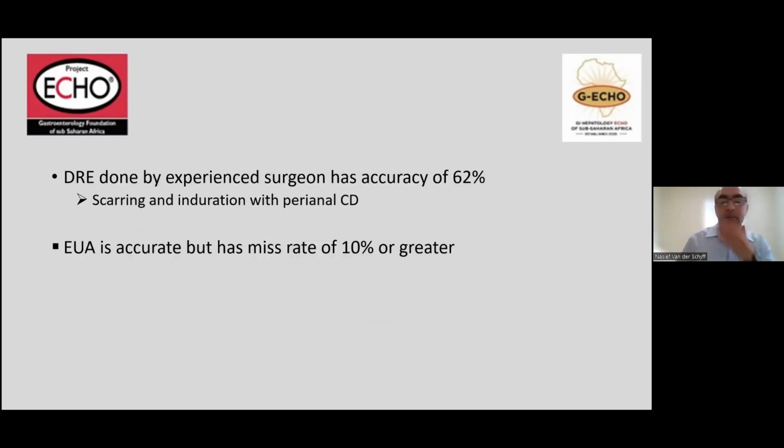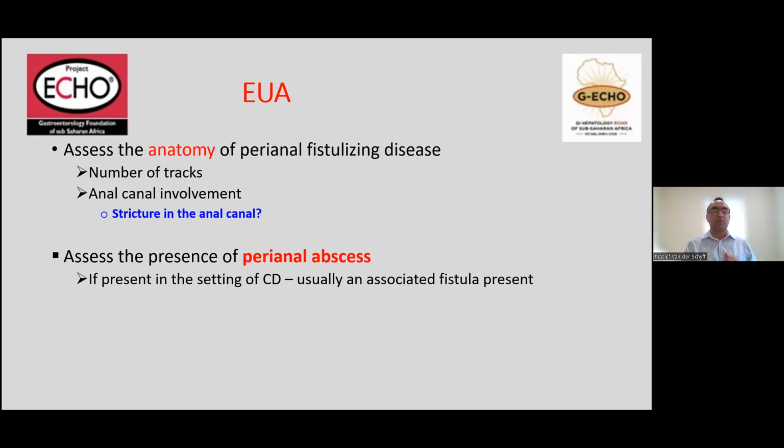Interestingly, I came across this in my preparation for today's talk: our normal digital rectal examination, done in experienced hands, only has an accuracy of 62%. It's difficult because of the large amount of scarring and induration that is often present in patients that have had peri-anal disease for a while. So a pure rectal exam is not good enough. An EUA is better, it's accurate, but still it's not a perfect test. There's still about a 10% hit-miss ratio.